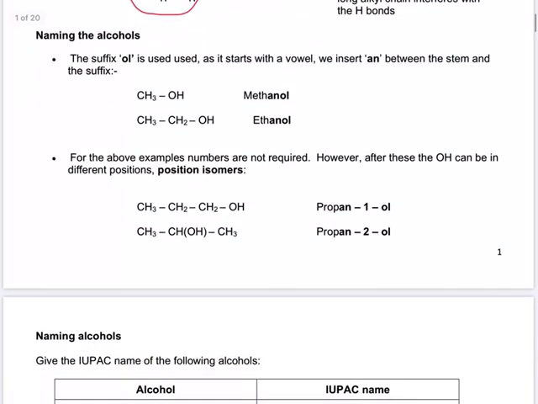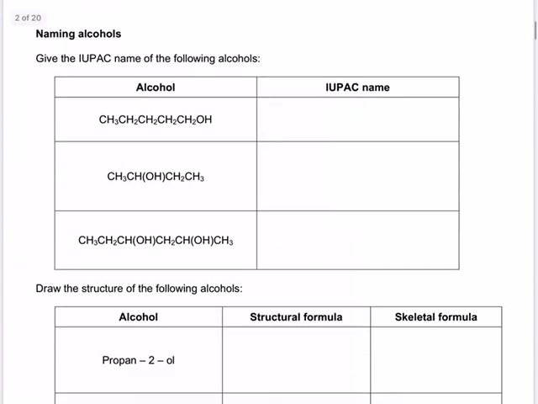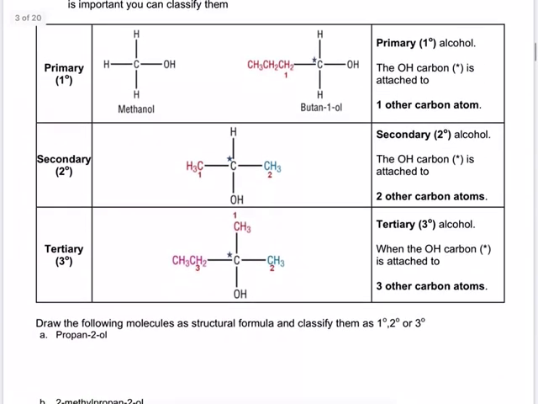In terms of the naming of them, they end in ol, and we don't need numbers if the OH can only go in one position, but we use numbers if it can go in any position.